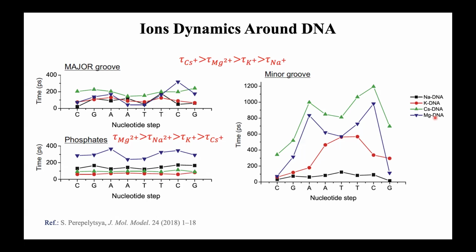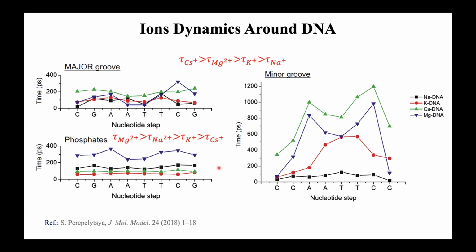The results show that ion dynamics in the minor groove of the DNA double helix are significantly slower than in the other studied regions. In this way, the cesium ions have the longest average residence time, which can reach 1 nanosecond, shown as a green line, while the sodium ions have the shortest residence time, around 100 picoseconds, shown as a black line.